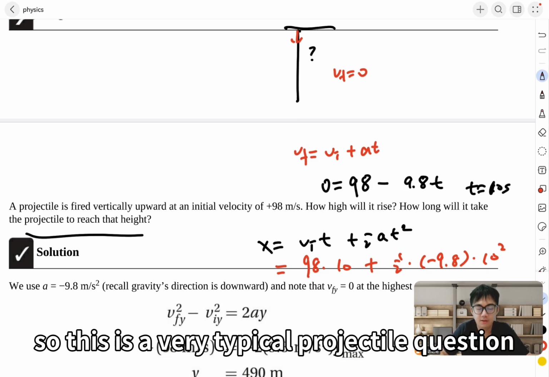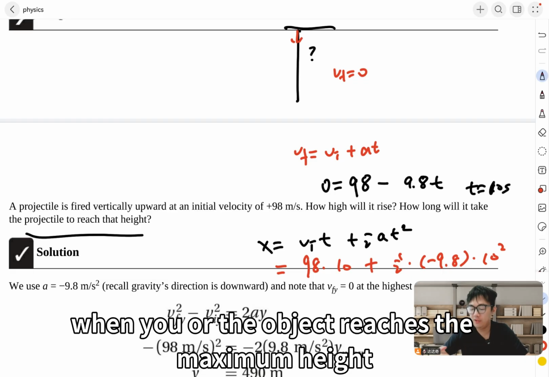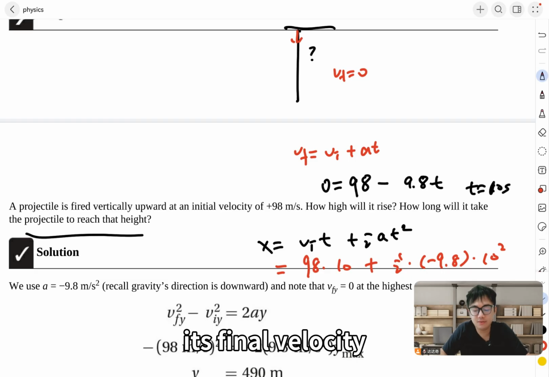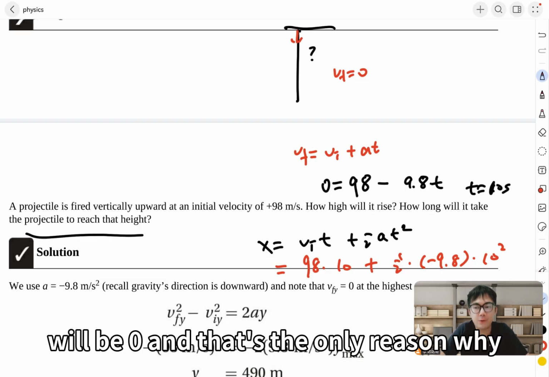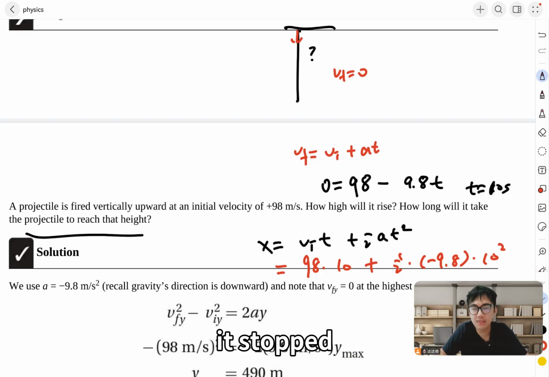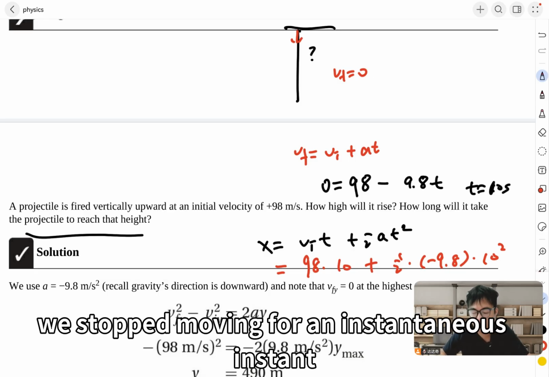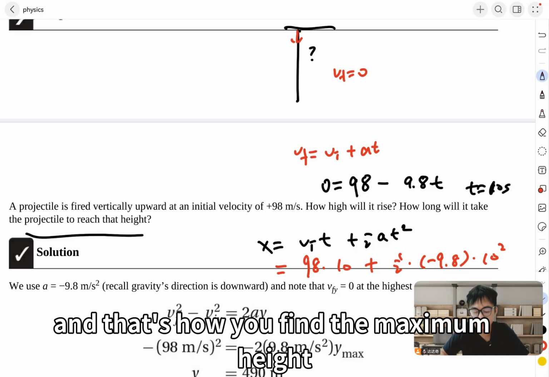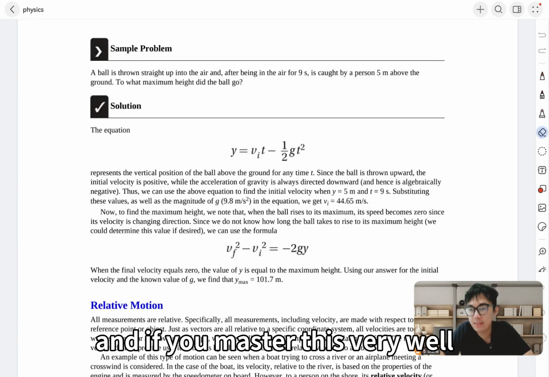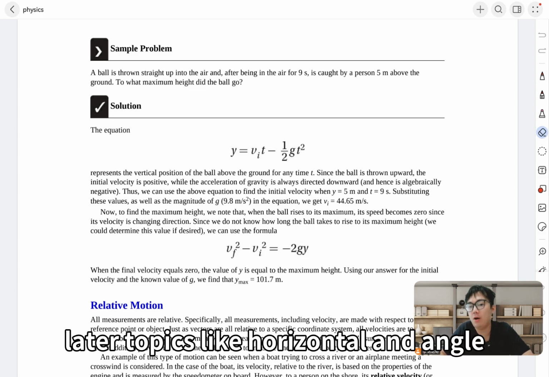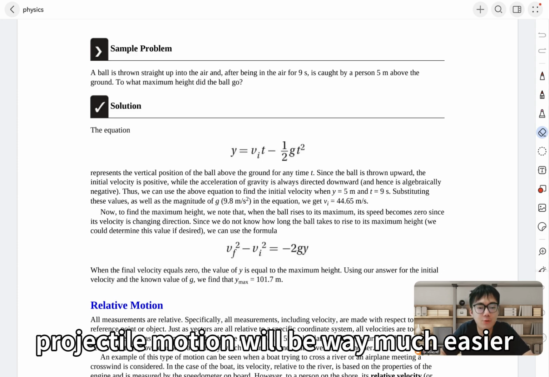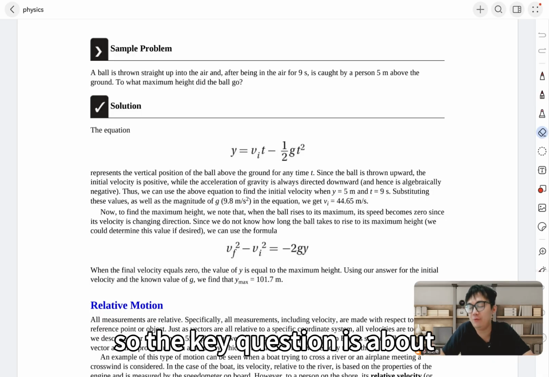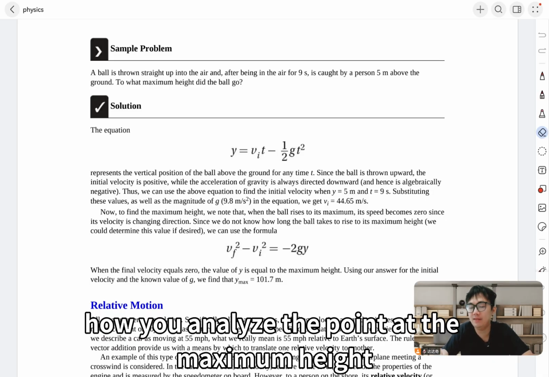So this is a very typical projectile question. You must be aware of the fact that when the object reaches the maximum height, its final velocity will be 0, and that's the reason why it stops moving for an instant. And that's how you find the maximum height. And if you master this very well, later topics like horizontal and angled projectile motion will be much easier. So the key question is about how you analyze the point at the maximum height.